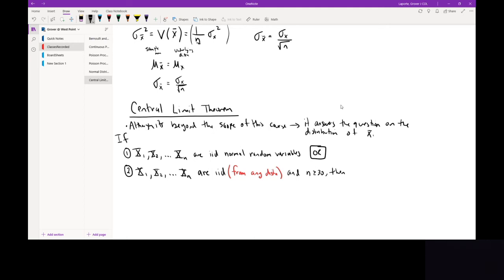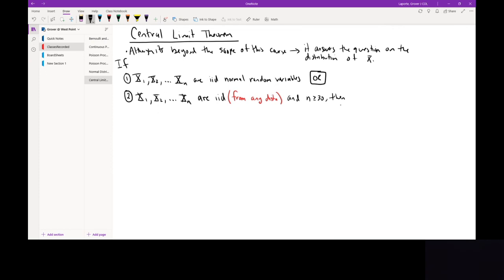then we get one of the most important results in statistics that helps us do lots and lots of things. We get that the distribution of our sample mean is a normal distribution with a mean of mu x, which is the underlying distribution, and a standard deviation of sigma x over the square root of n. I'll throw this in purple.